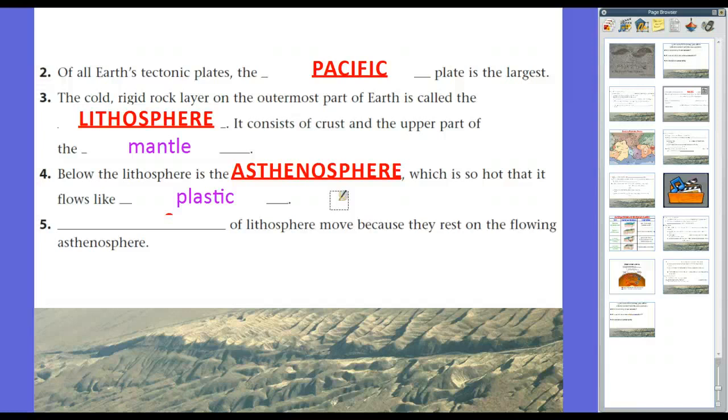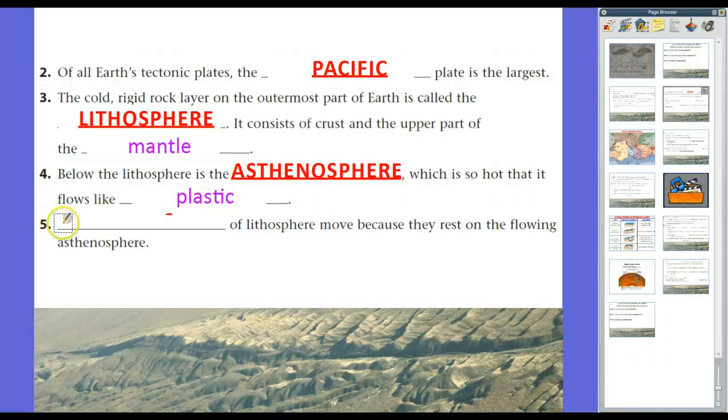Speaking of cookies, if you put cookie dough on an untreated piece of metal and bake it in the oven, the cookie will bond to the metal plate, and you've got to scrape it off and you get all sorts of junk. But if you spray some oil or use a non-stick plate, it'll slide right off. And that's essentially the function that the asthenosphere does.